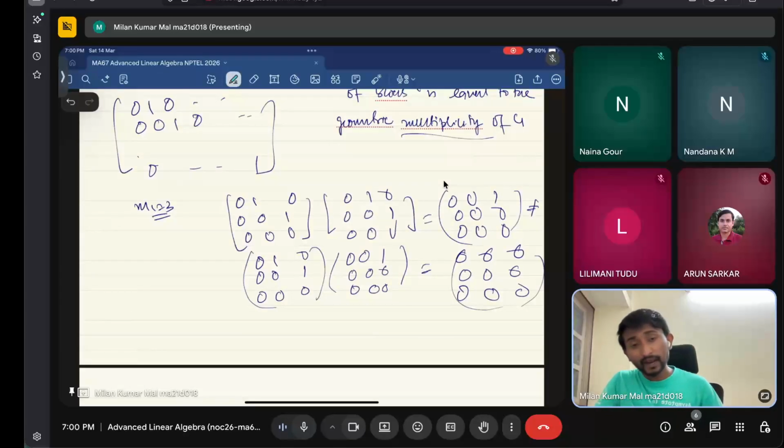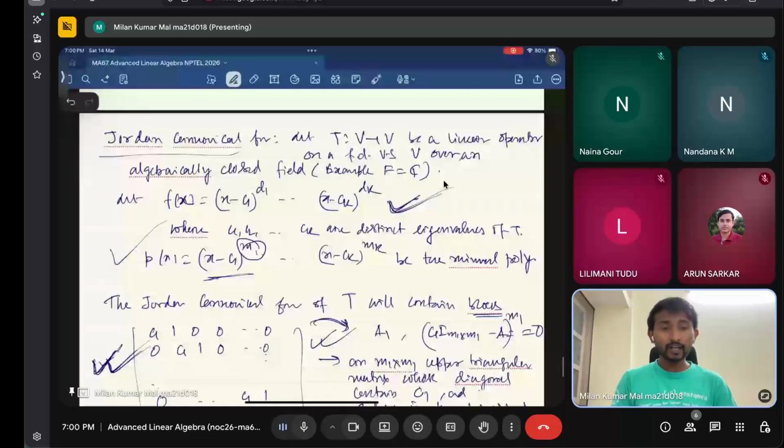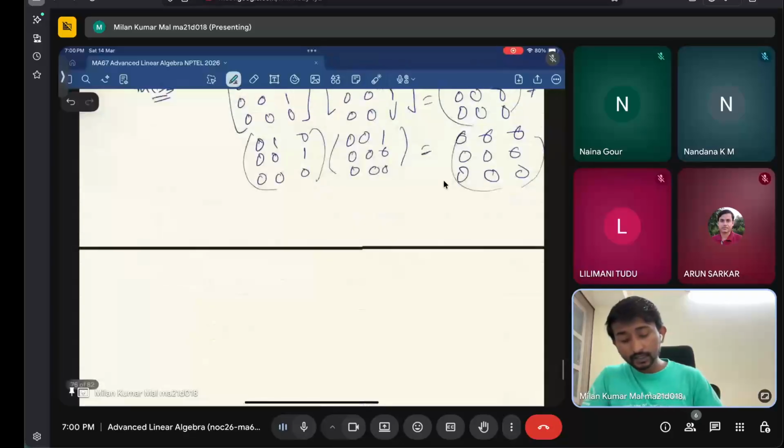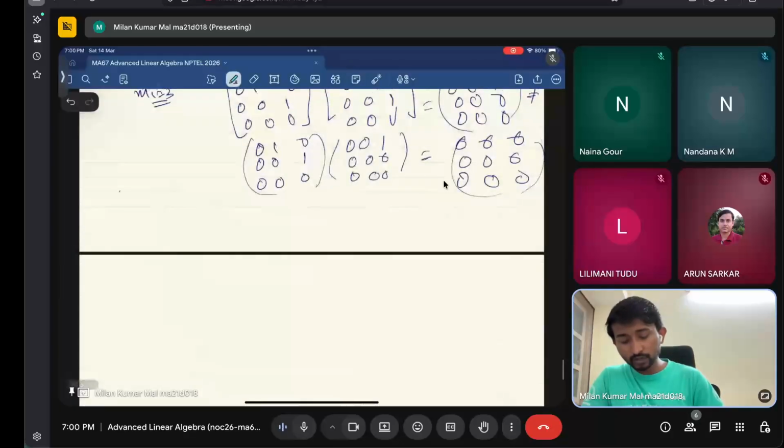And why is this pattern there? Suppose you have the freedom to deal with each eigenvalue case separately. In that case, the characteristic polynomial is x minus c1 whole to the power d1, and the minimal polynomial is x minus c1 whole to the power m1.